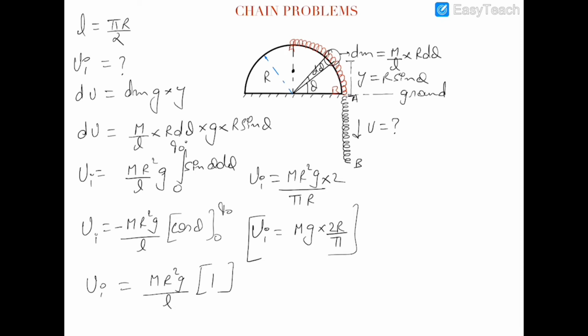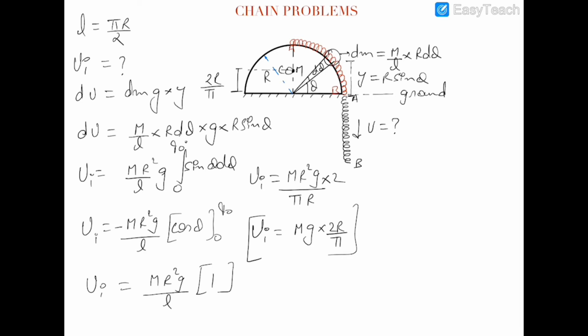Now this potential energy can also be calculated by the fact that when this chain is resting on this 1/4 circle perimeter, the center of mass of this chain (COM) will be at a height of 2r by pi. I would teach this concept in center of mass, but after completion of the course we would do these kinds of problems by using the concept of center of mass.